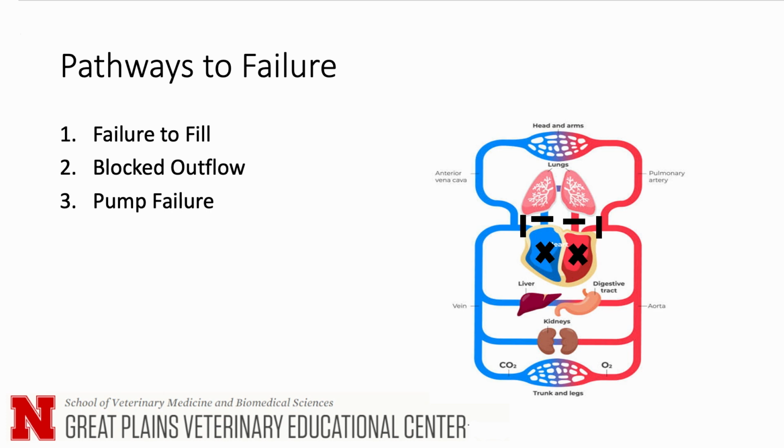There's three big ways that this system can fail, particularly the heart can fail. One is the failure to fill. So if we block in this little, I'm not going to be very good at being able to show you what's going on, but basically those little black bars represent a blockade to filling. Interestingly enough, most of the time it's not a blocked vessel that prevents the heart from filling with blood appropriately. It's fluid or something that accumulates around the heart itself.